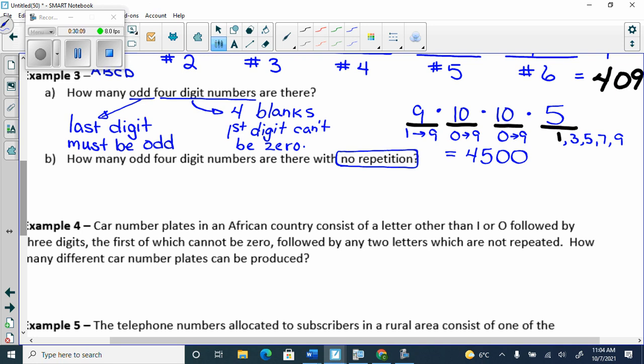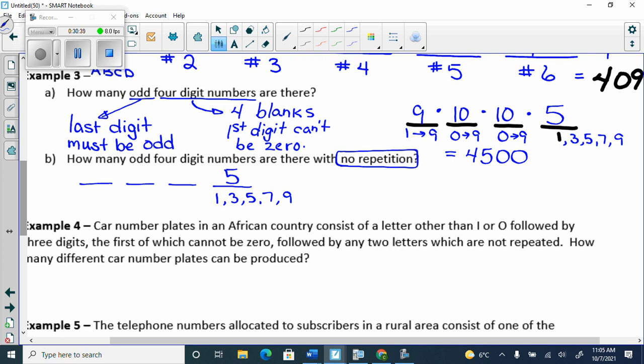Ready? How many blanks do I need? 4. I have to deal with my restrictions first. So in the back blank, it has to be odd. So what options do I have? Same as before. 1, 3, 5, 7, 9. I have 5 options. This is where it changes.